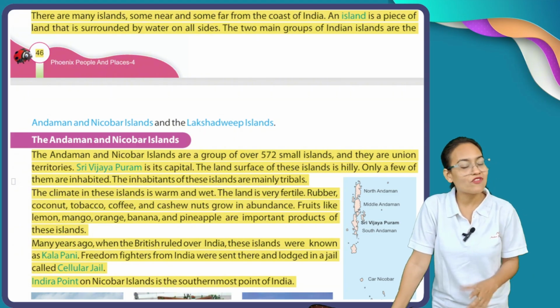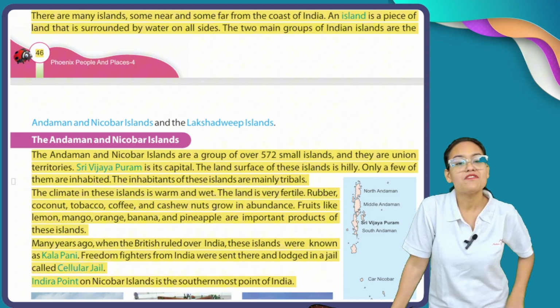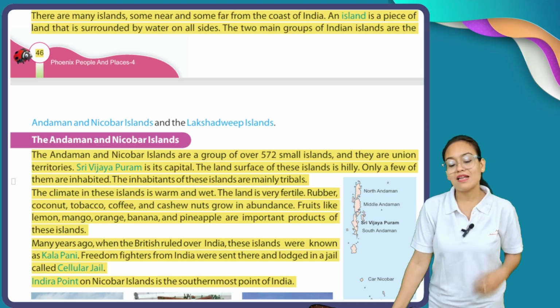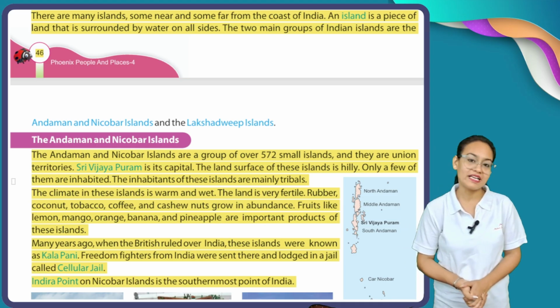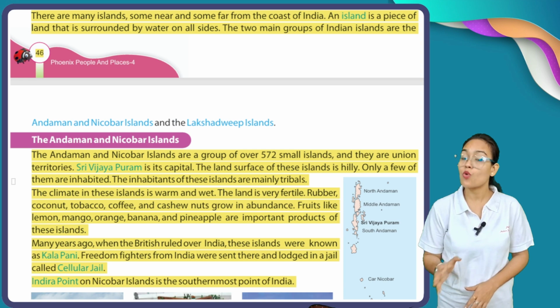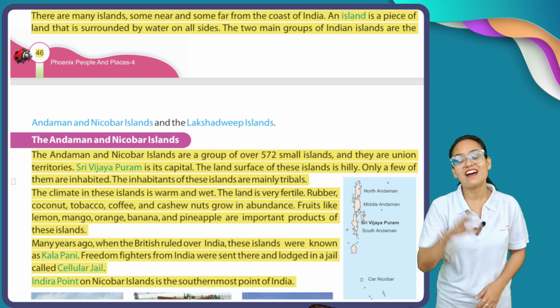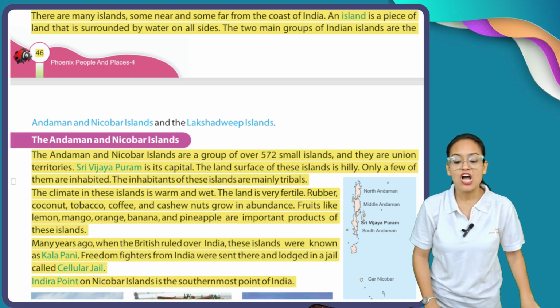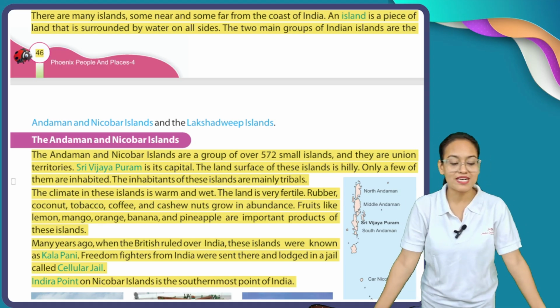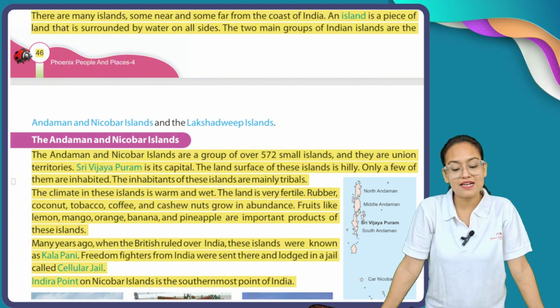Now, what is the capital of Andaman and Nicobar Island? Sri Vijayapuram. The land surface of this island is hilly. So, if we talk about what kind of land feature this Andaman and Nicobar Island has, they are hilly in nature. Only a few of them are inhabited. The inhabitants of these islands are mainly tribals.